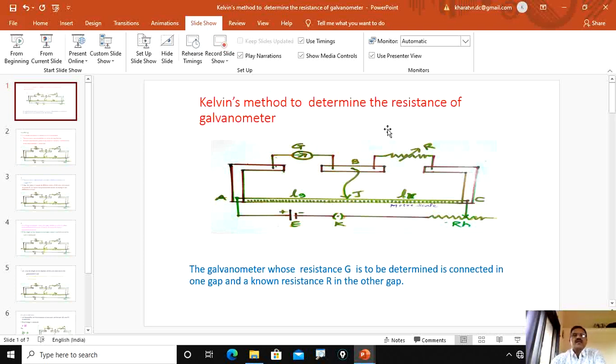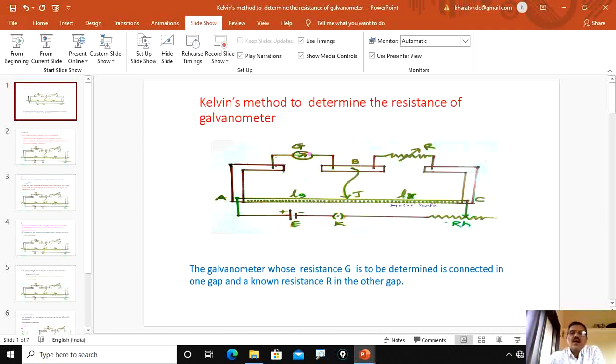Hello students, today we are going to see the next point, Kelvin's method to determine the resistance of a galvanometer. Here is the circuit diagram for the use of Wheatstone's meter bridge to determine the resistance of a galvanometer. This method is called Kelvin's method.